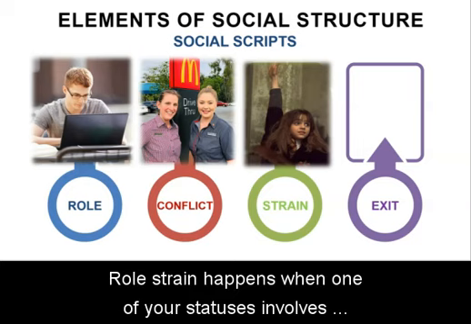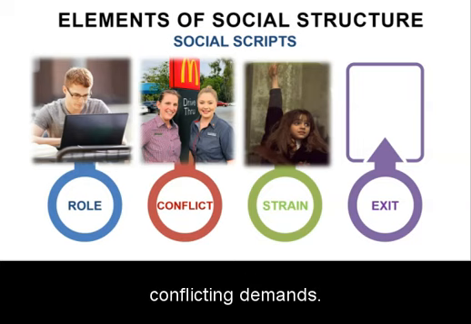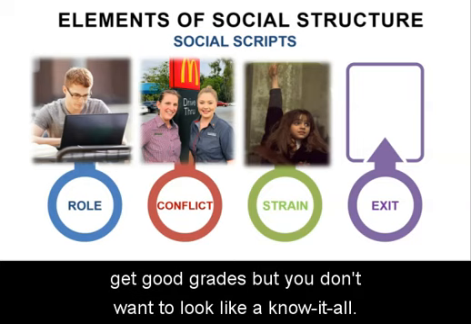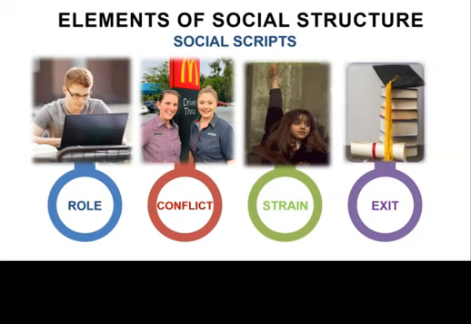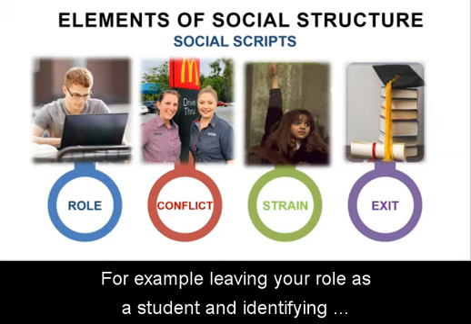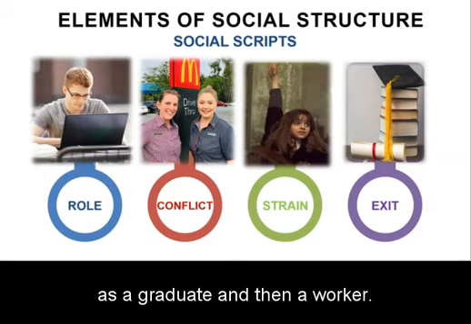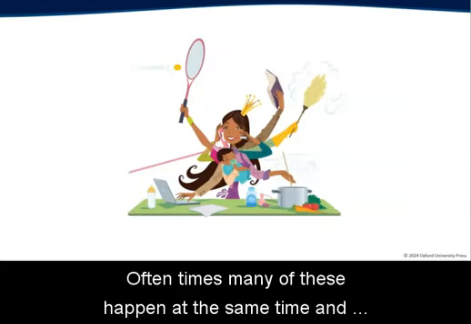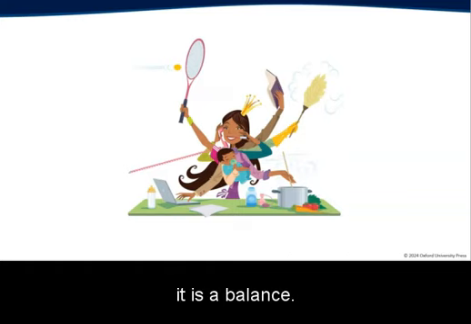Role strain happens when one of your statuses involves conflicting demands. For example, you want to look smart and get good grades, but you don't want to look like a know-it-all. And role exit is the process of disengaging from a role. For example, leaving your role as a student and identifying as a graduate and then a worker. And oftentimes, many of these happen at the same time, and it is a balance.